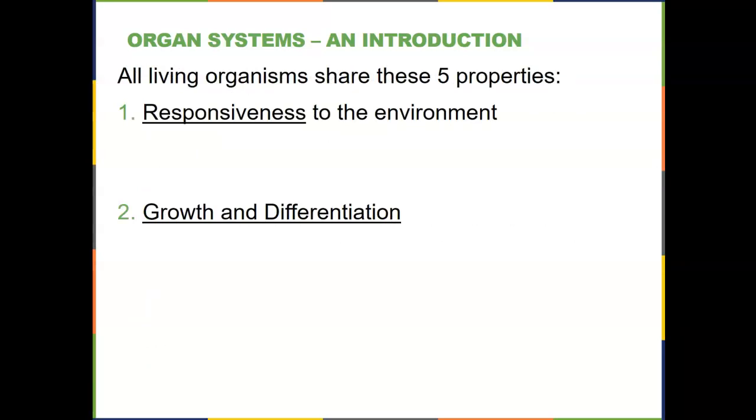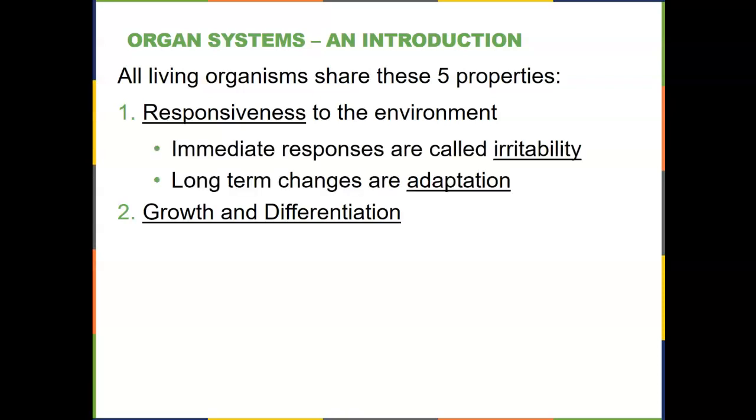Now, organisms share 5 basic properties, okay? The organ systems try to help maintain 5 basic properties of life. So you have responsiveness to the environment, which means there's an immediate response called irritability to changes in the environment. Irritability isn't just that you're mad. Irritability just means that the tissues or the system is responding to a change in the environment. Long-term changes, though, are called adaptation.